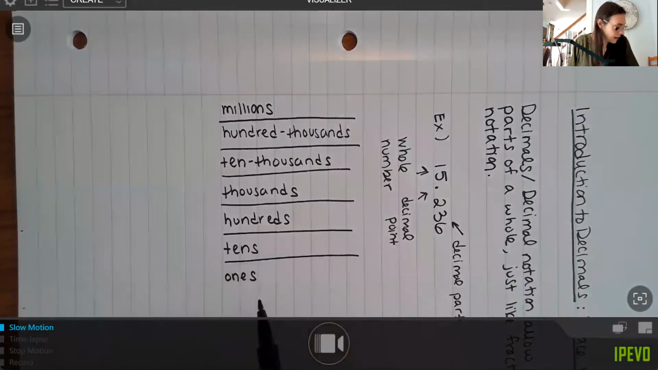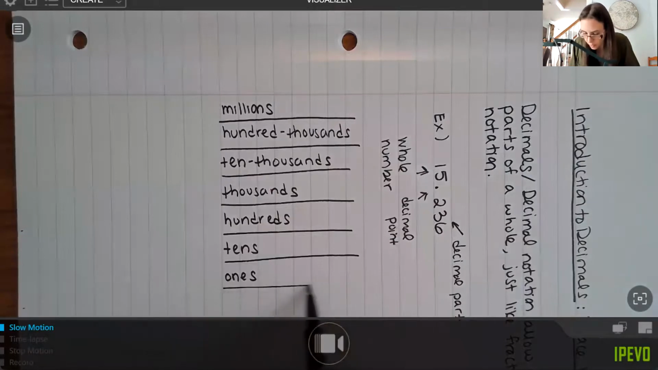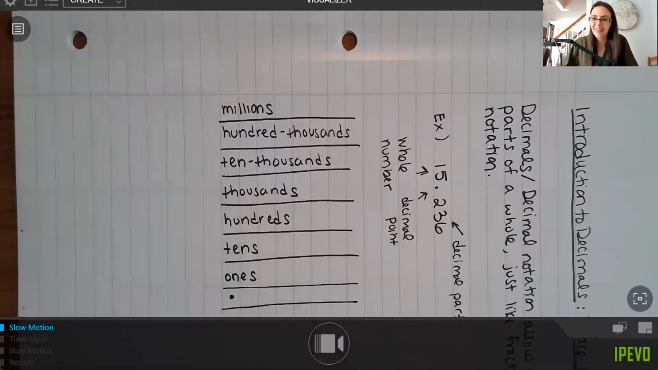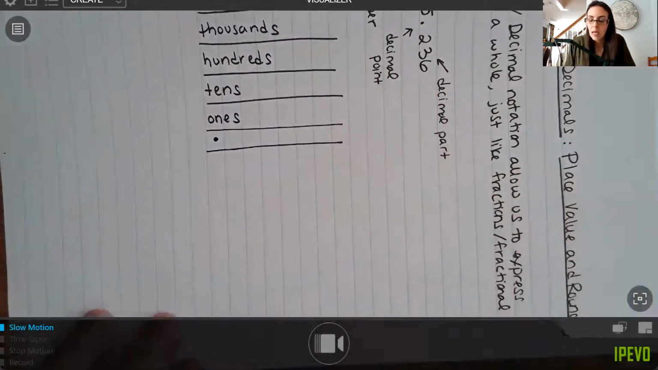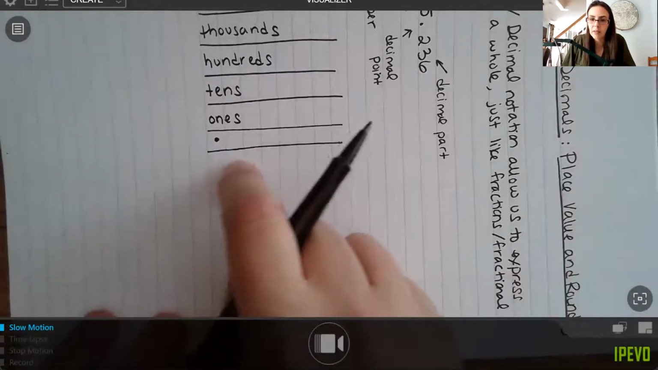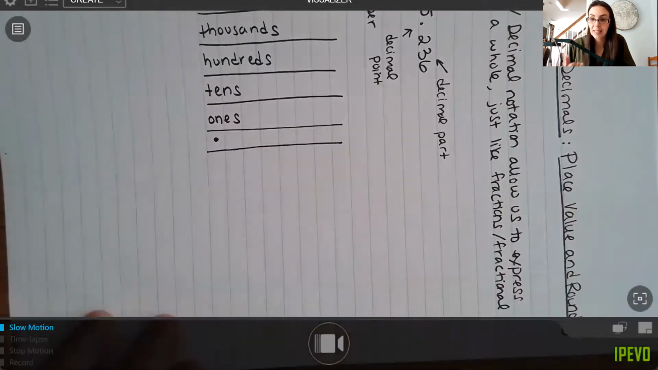All right, now after the ones, what I'm actually going to do here is just put a little placeholder and put my decimal point there, just to separate where the decimal part comes in. And now let's go through those place values. You're going to notice there is no ones equivalent on the decimal side. We jump right in with the tenths place.